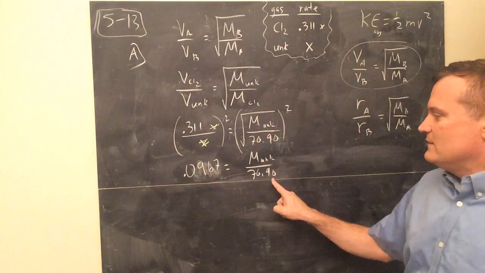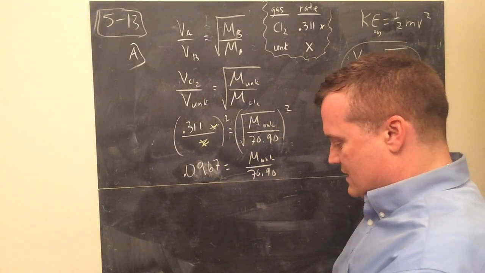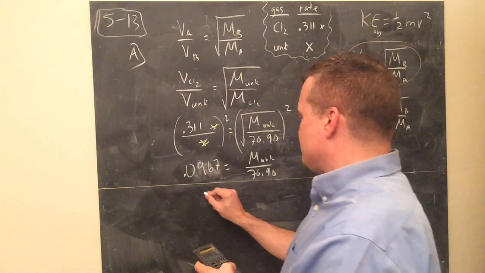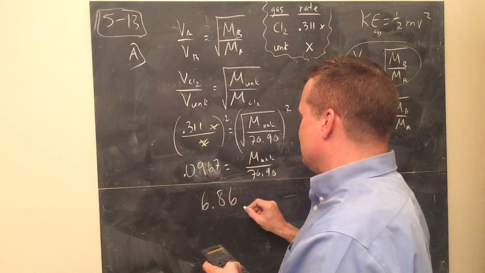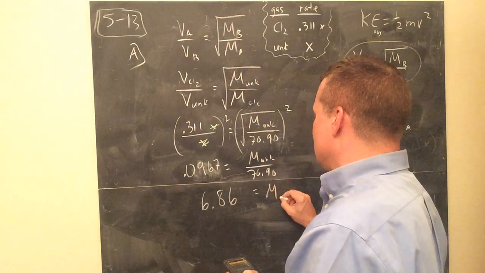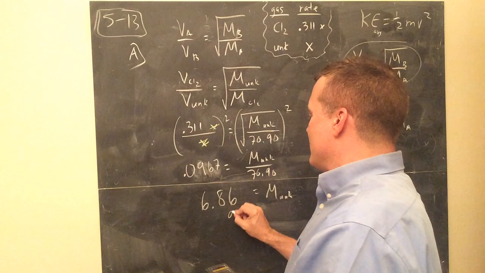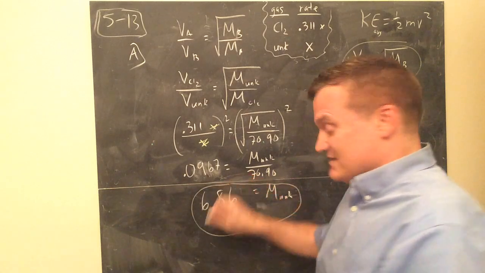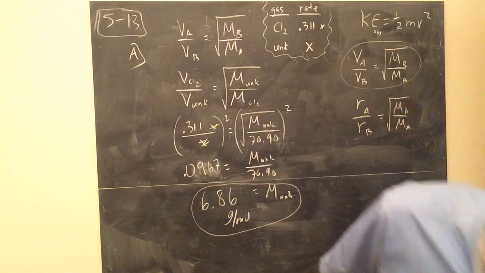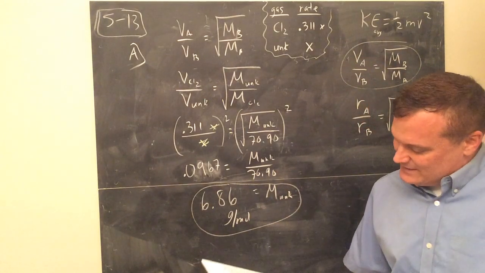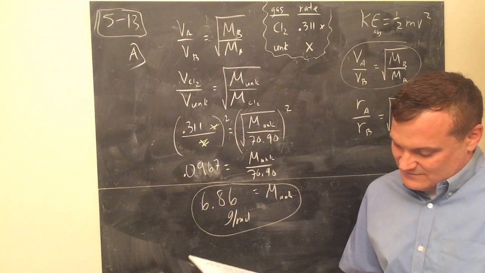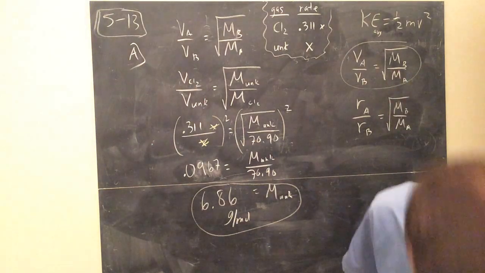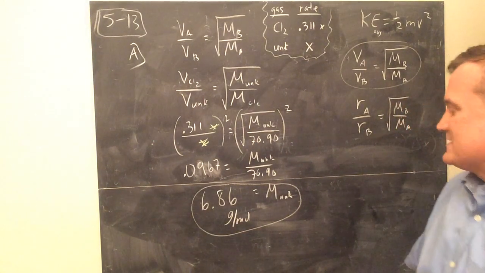Now I'll cross multiply: 0.0967 times 70.90 equals 6.86, the molar mass of the unknown. It will be gram per mole. That is a crazy small mass. Maybe something that the teacher made up, because it doesn't seem like there will be a gas that's that light. Maybe something like lithium, well, close to lithium. Lithium vapor might have a molar mass of that.